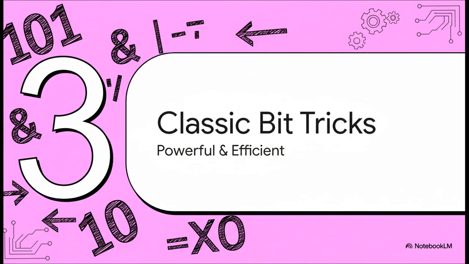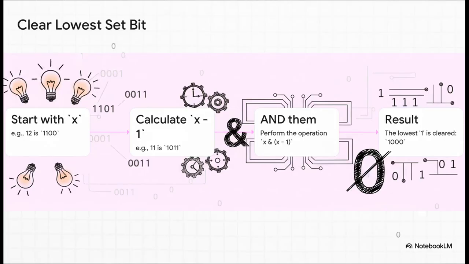Let's see how these simple little operations can be combined to create some classic, super powerful, and incredibly efficient programming tricks. This is probably one of the most famous bit tricks out there, so let's break it down. You take any number, let's call it x. We've got 12 here, which is 1100. Now just subtract 1 from it. 11 is 1101. Look closely at what happened.